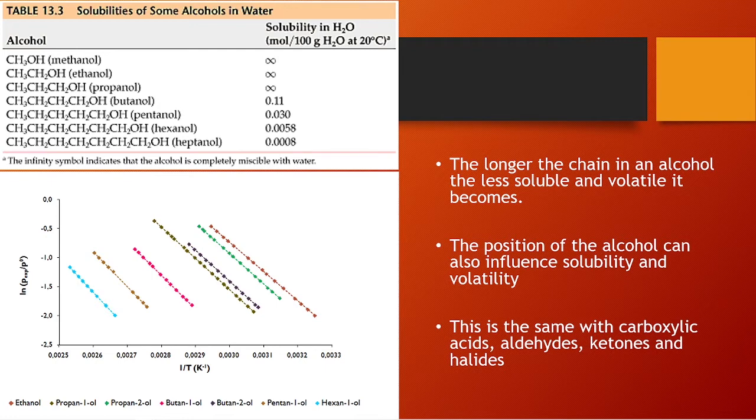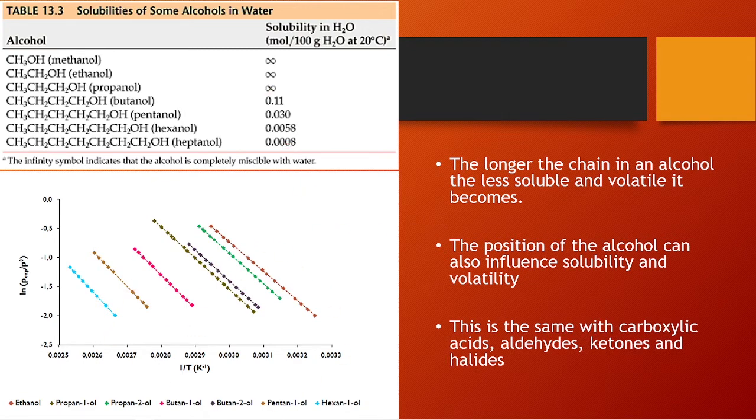Again, this one's talking about solubility. So the longer the chain in an alcohol, the less soluble and volatile it becomes. We're looking at alcohols because they have hydrogen bonding, so we know that there is a polar bond in there, but it's a similar concept. If it's not an alcohol, it could be a carboxylic acid, an aldehyde, a ketone, or a halide. So the longer the chain, the less soluble and volatile it becomes. The position of the alcohol can influence the solubility as well. If we look at this big graph here, this one shows the solubility. The longer the chain, the less soluble it becomes.